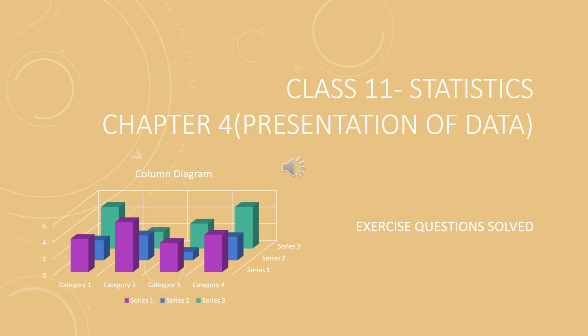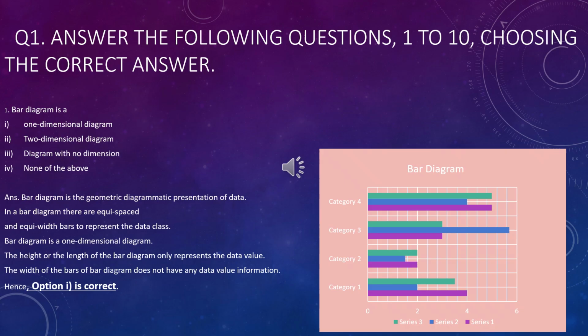Here in this video, we will be doing the question solving part of the exercises of Chapter 4, Presentation of Data, for Class 11 Statistics. Now question number 1 says: answer the following questions from 1 to 10 choosing the correct answer. The first question is: bar diagram is a, and the options are one-dimensional diagram, two-dimensional diagram, diagram with no dimensions, none of the above.